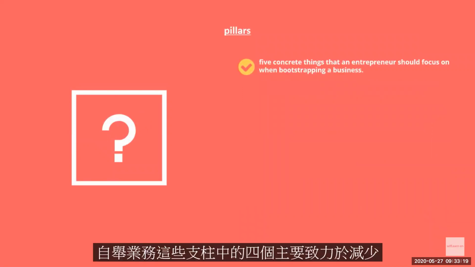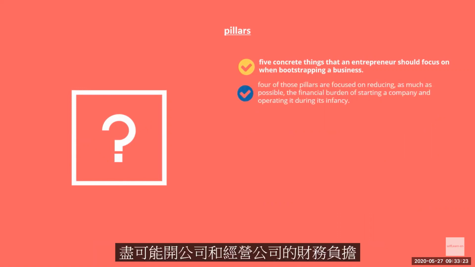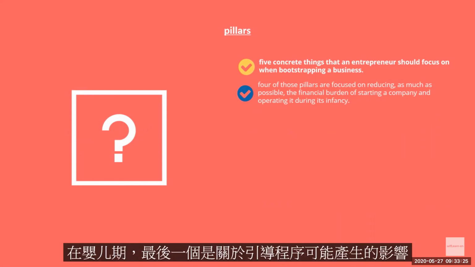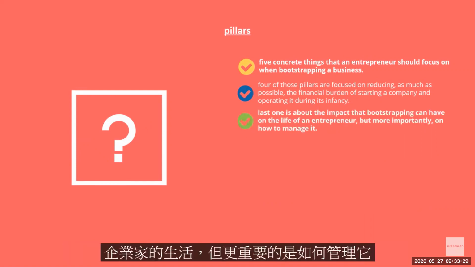There are 5 concrete things that an entrepreneur should focus on when bootstrapping a business. 4 of those pillars are focused on reducing as much as possible the financial burden of starting a company and operating it during its infancy. The last one is about the impact that bootstrapping can have on the life of an entrepreneur, but more importantly, on how to manage it.